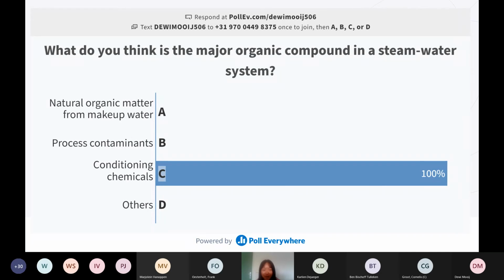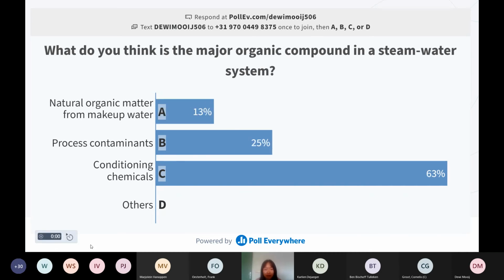Now we have votes for conditioning chemicals, also process contaminants. So until now it's still the conditioning chemicals that you think are the major organic compounds in the system. There are more coming in for the natural organic matter, also others.